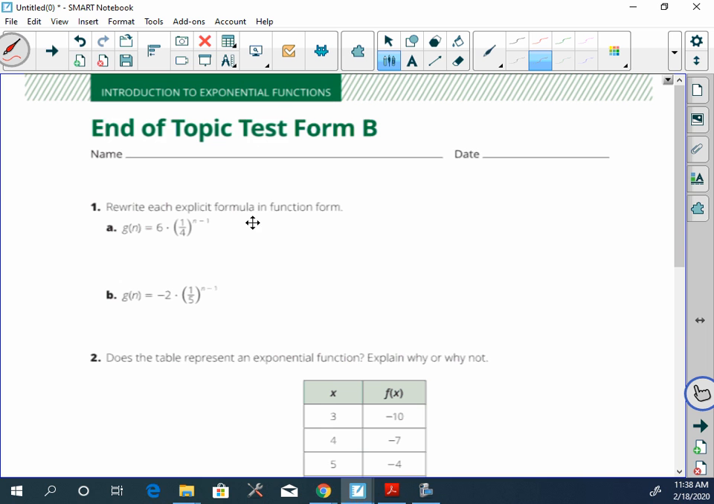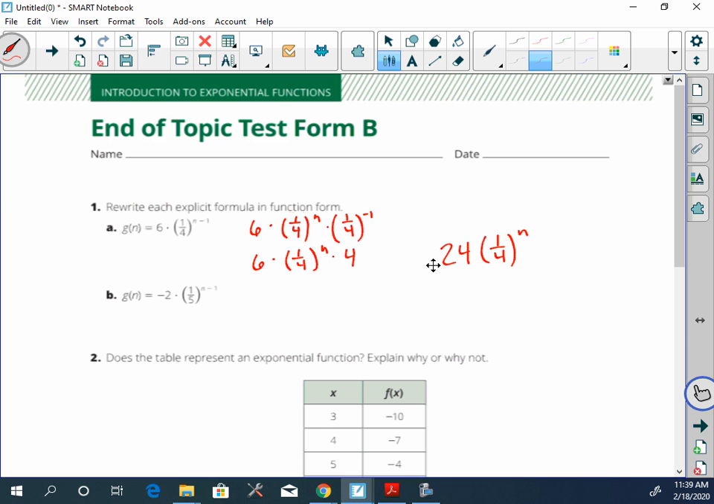So what we're doing first is we're going to split this 1/4 to the n minus 1 and write it as 1/4 to the n times 1/4 to the negative 1. And when you see a negative exponent, what do you do with that? Does anyone remember? Reciprocal. Good. So what's the reciprocal of 1/4? 4. So this we can rewrite as 6 times 1/4 to the n times 4. And then you can just take that 6 times 4, which is 24. And then it's 1/4 to the n power.